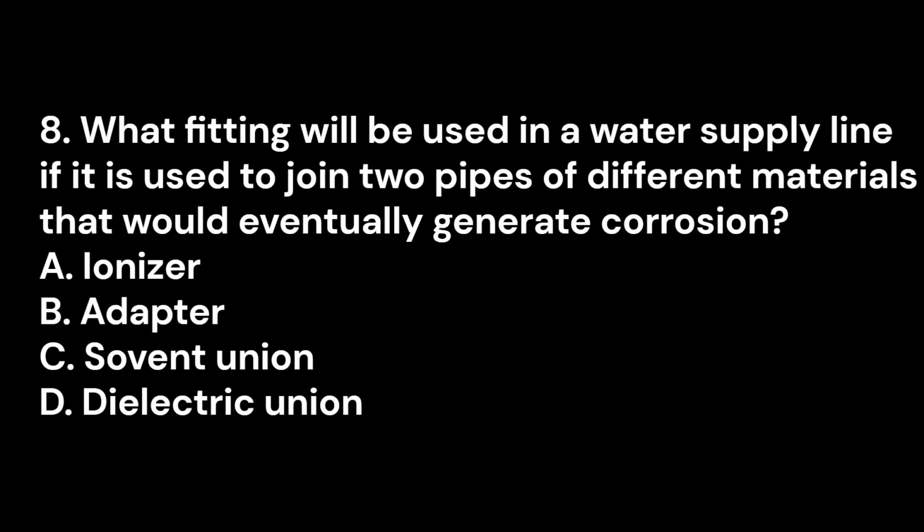Number 8. What fitting will be used in a water supply line if it is used to join two pipes of different materials that would eventually generate corrosion? A. Ionizer. B. Adapter. C. Solvent union. D. Dielectric union.